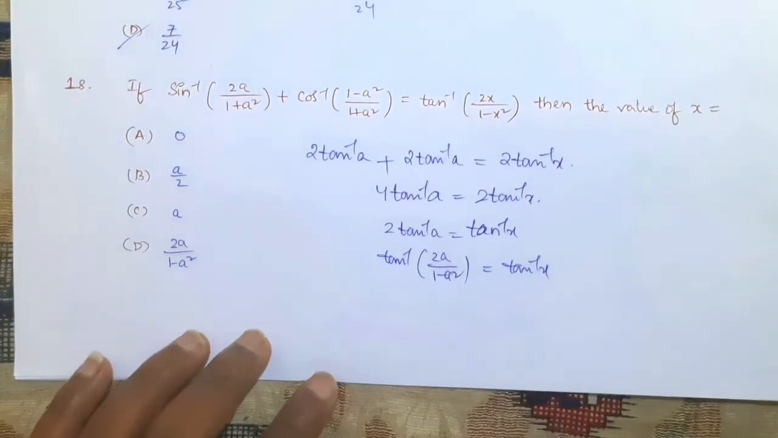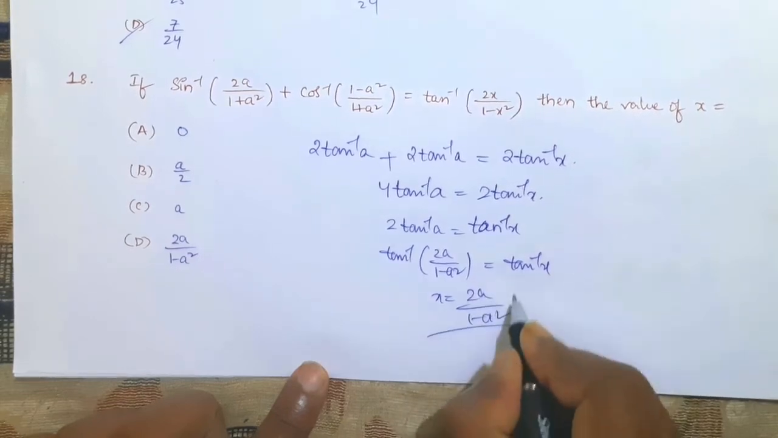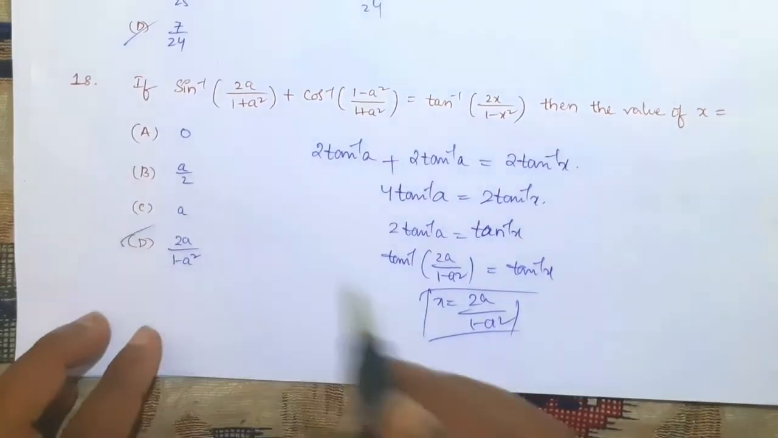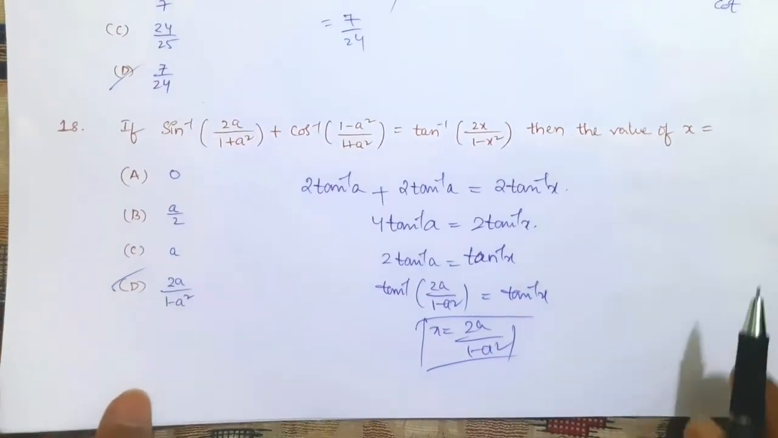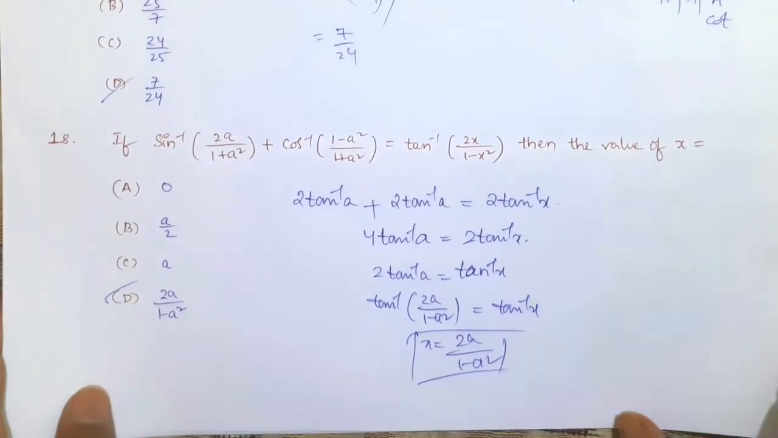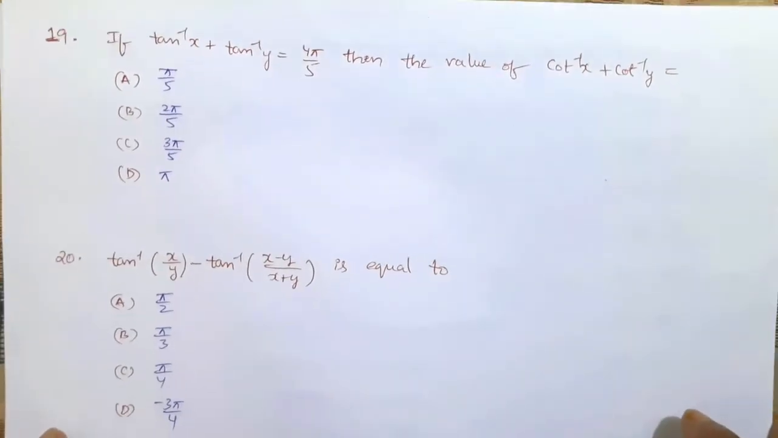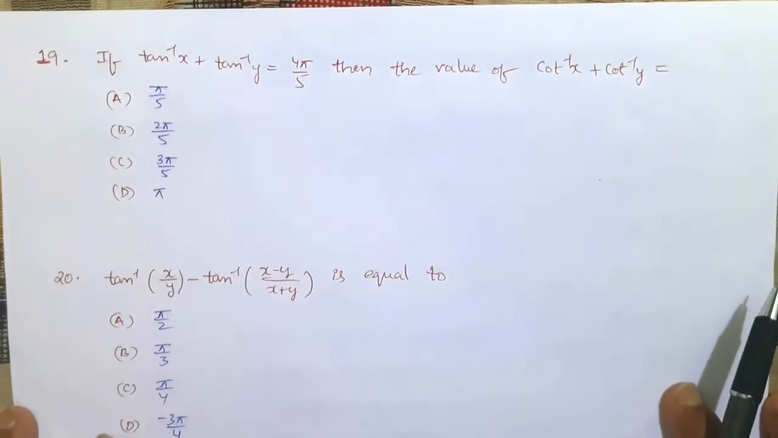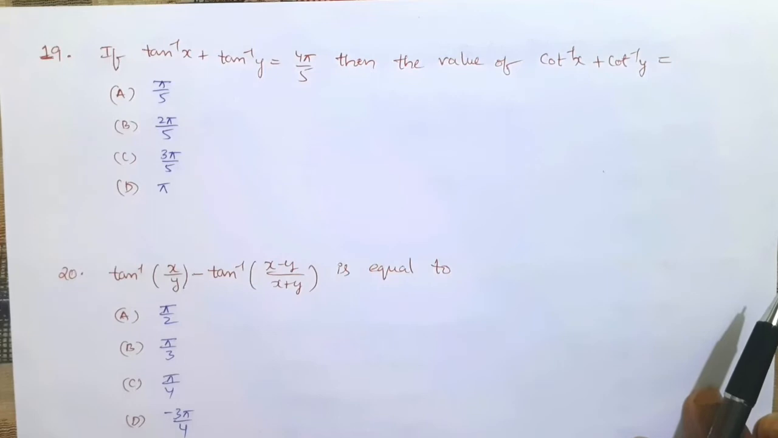On both sides tan inverse gets cancelled, you will get x equal to 2a by 1 minus a square. That is option D. So like this we need to simplify. That's why the properties and formulas of inverse trigonometric functions are a must, you need to learn them. Next, question number 19. If tan inverse x plus tan inverse y is equal to 4 pi by 5, then the value of cot inverse x plus cot inverse y.